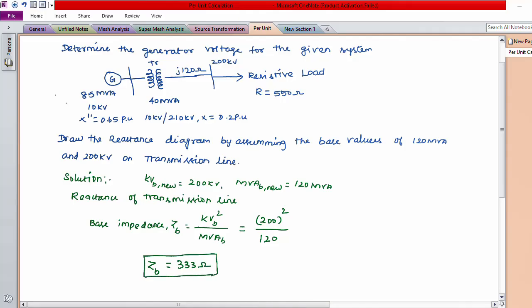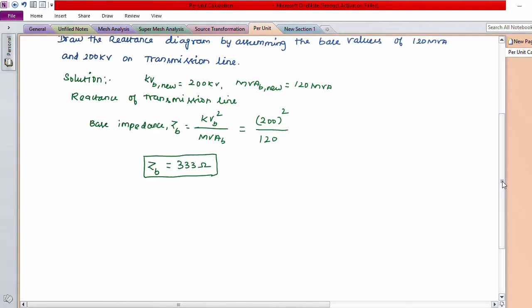Now we have determined the base impedance. We want to determine the per unit value of the transmission line. So the formula for per unit value of the transmission line is X per unit transmission line equal to actual impedance by base impedance. So the actual impedance of the transmission line is given, that is 120 ohm, divided by the base impedance, 330 ohm. So if you simplify this, X per unit transmission line, we will get j0.36 per unit.